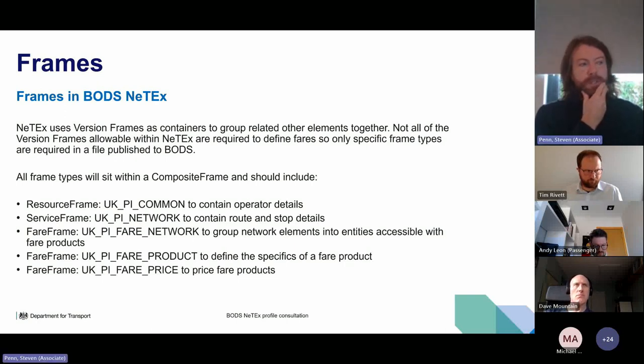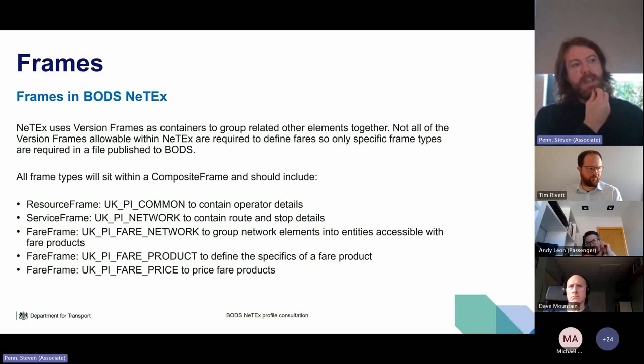There is a service frame, which has the type of PI network. That's being used to carry stop details and route details, and by route details, we mean lines. Like I said earlier, those are referring back to TransExchange and NAPTAN. So the requirements are quite limited in terms of what's mandatory. Really, we're just looking for IDs that are traceable back to the ISO data set, and then a minimum level of naming requirements. There are lots of other additional requirements that we're going to ask for, but those are optional, recommended.